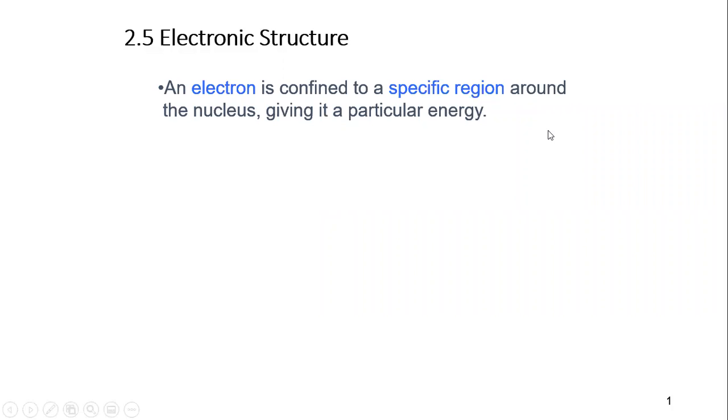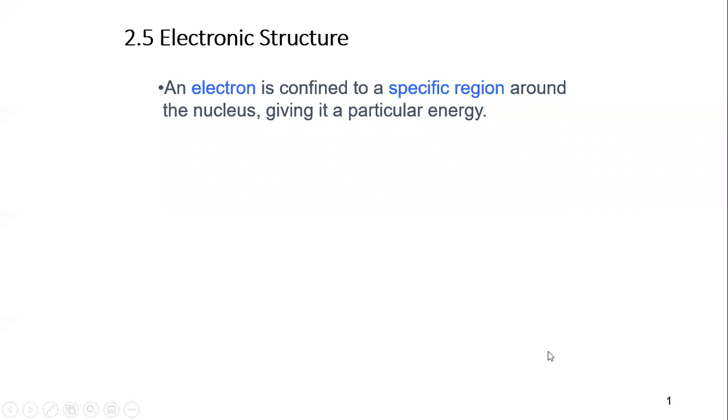So in chapter 2, we talk about the properties of an atom. We describe an atom as having a nucleus, which is made up of protons and neutrons. And then we talk about electrons. And so in this lecture, what we're going to describe is where an electron is in an atom. And so to do that, we need to look at its electronic structure as well.